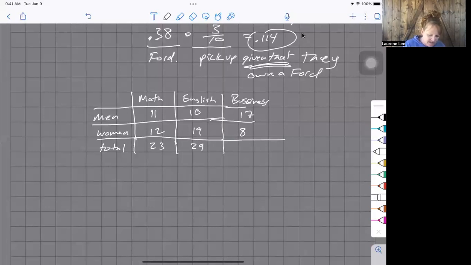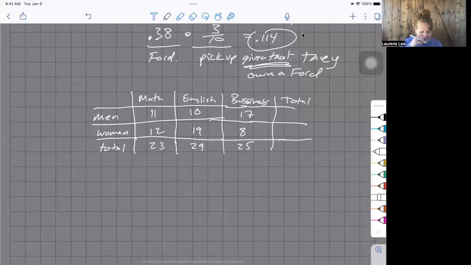And there's 25 in business total. And then over here, we can total these and figure out how many men and women we have. So we've got 38 men total. And then I've got 39 women. And that's 77 total people.